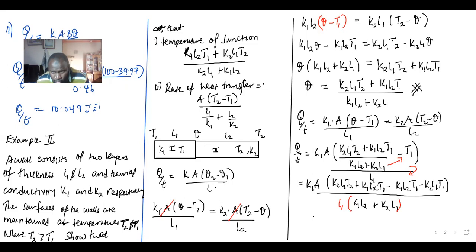Now check this one up here. There is K1 L2 T1, same as this one. So if those two are the same, we lose them. So since we have lost them, we shall remain with K1 cross-sectional area times K2 is common, L1 is common, so we shall have K2 L1 brackets T2 minus T1 bracket confirmed divided by L1 brackets K1 L2 plus K2 L1. Vamoosh L1.